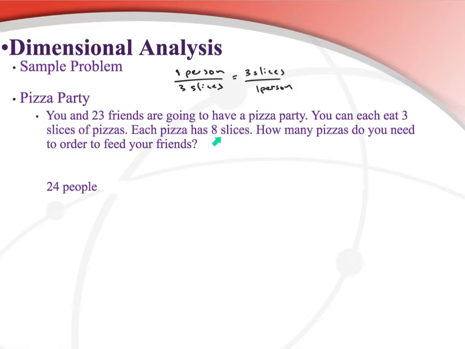Each pizza has 8 slices. So we could also make a conversion factor of 1 pizza is the same thing as 8 slices, or 8 slices is the same thing as 1 pizza. How many pizzas do you need to feed your friends? You and 23 friends, so 24 people.